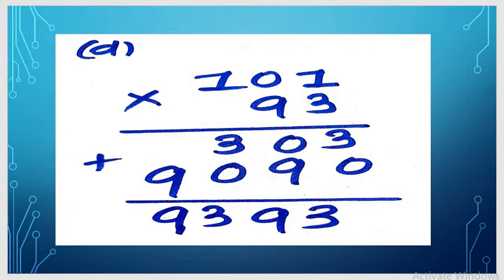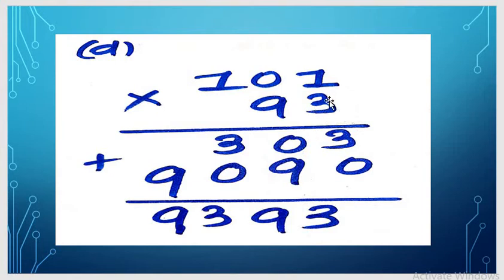So students, you have to do this sum on your own, okay? Otherwise I'll give it to you as homework in the next session. Got my points? So question number D is 101 multiplied by 93. As we do it step by step, now do the sum.